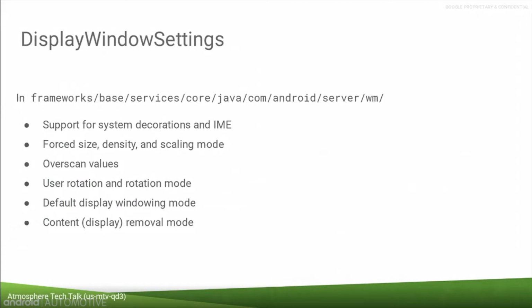Another example where you can use static display identifiers is to configure different windowing options. They are usually set in the display window settings class in the Window Manager package. It allows you to configure support for system decorations and IME. It can allow you to set force size, density, and scaling mode, set some fixed user rotation, default windowing mode, and so on. And you have two different ways to change these settings. You can either use the Window Manager APIs to change them at runtime, or you can use an XML file.